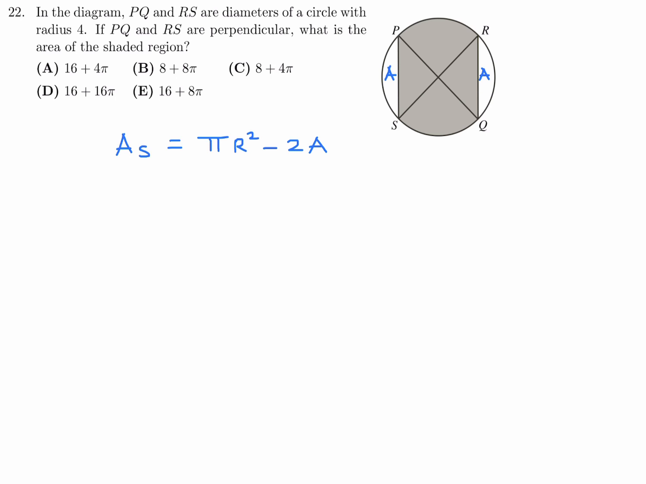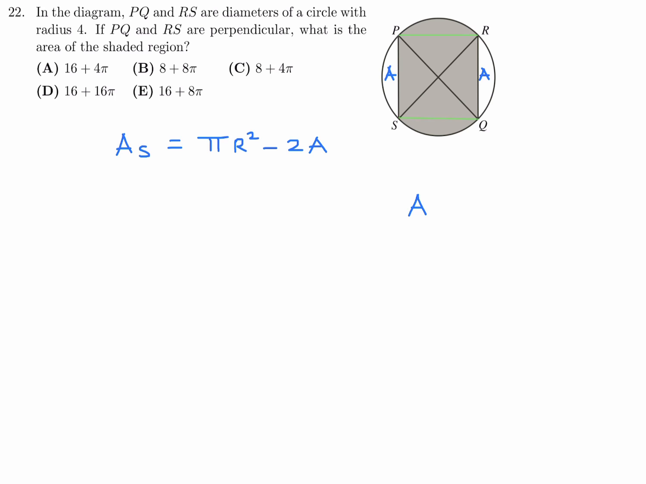So let's first concentrate on figuring out A. And how do we do that? Well, the first thing I'm going to do is connect PR and SQ. And I did that to show that, not that it really was necessary, but that this is kind of like a square, right? I think it is a square.